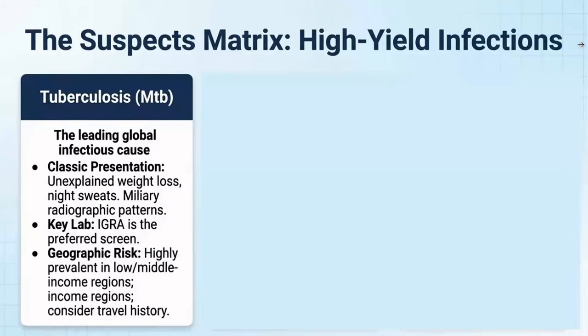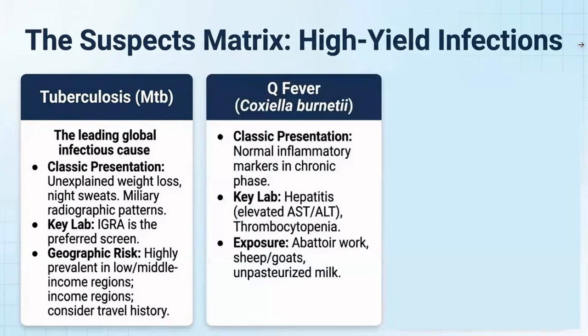Now, the common suspects of PUO that we see are, most importantly, tuberculosis. We know the classical history is unexplained weight loss, night sweats, fever. IGRA, like I said, has a high negative predictive value, and TB is highly prevalent in low and middle income regions, especially for patients who are in these areas. TB is one of the most common diagnoses in these patients.